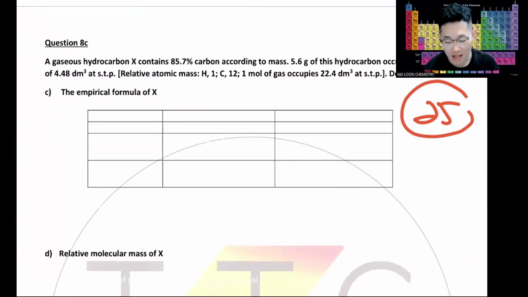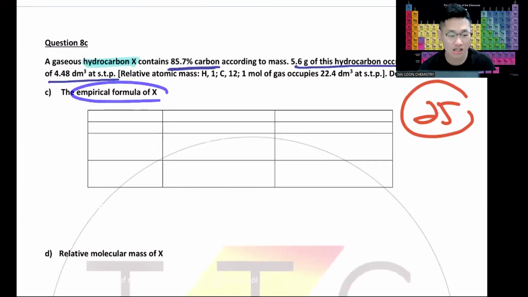So they told me that the hydrocarbon X, you saw this on my YouTube, contains 85.7% of carbon by mass. And 5.6 grams of hydrocarbon occupies a volume of 4.48 dm³ at STP. They want me to determine the empirical formula of X.